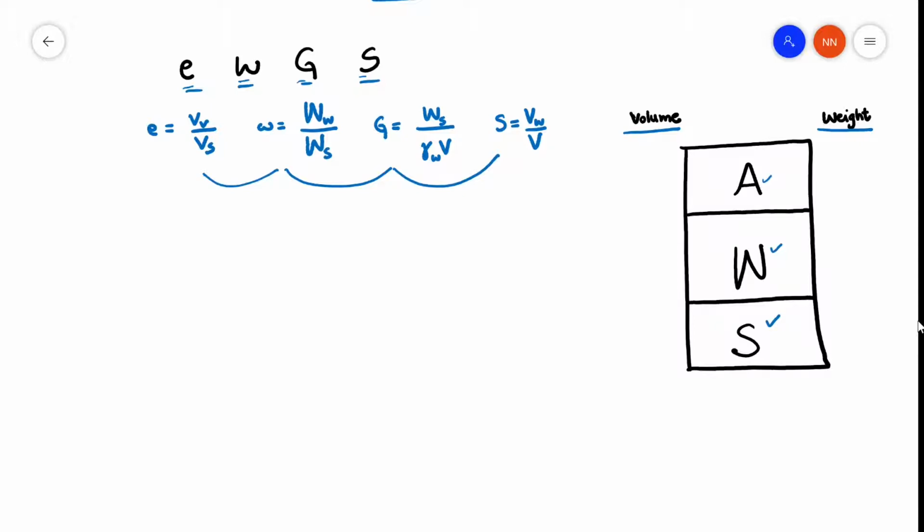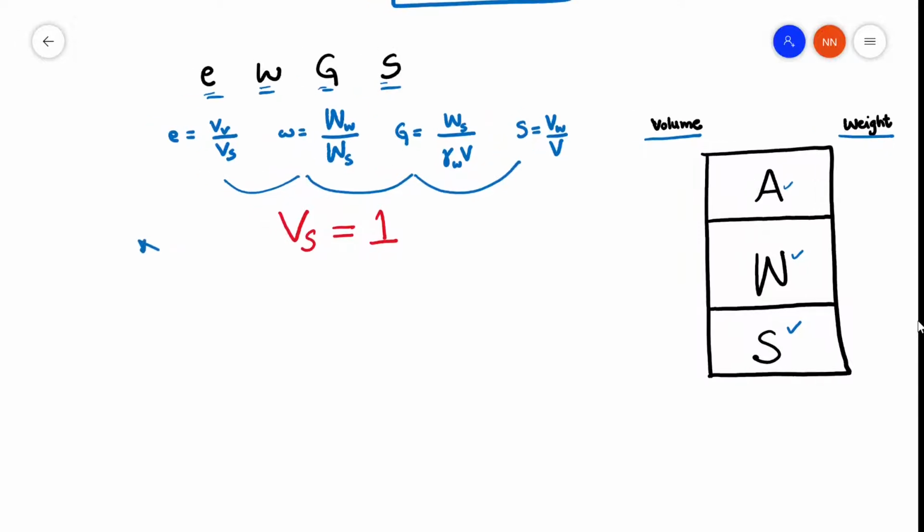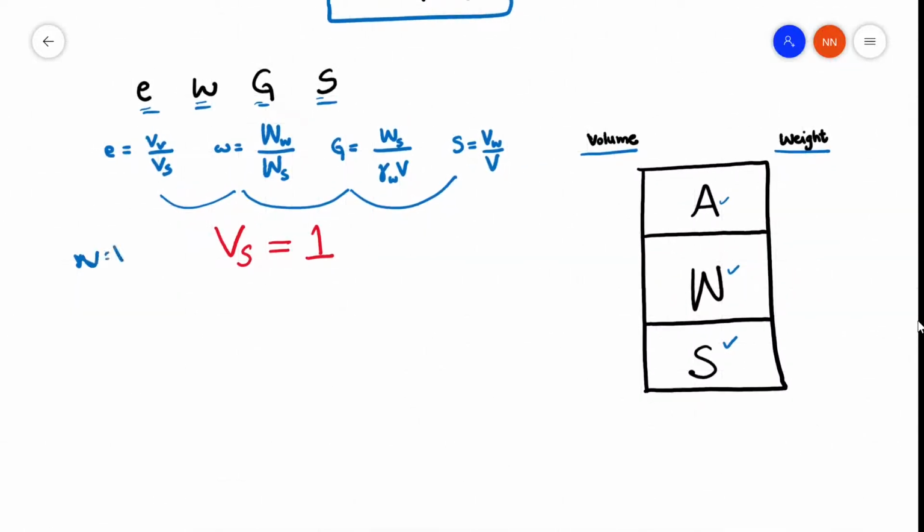For that, the assumption that we are using in this whole derivation is that the volume of solids is assumed to be 1. This really simplifies the derivations when we assume the volume of something equals 1. We could also assume the total volume V equals 1, or the weight of solids equals 1, or the weight of water equals 1. But it's really up to choice, and whatever we choose, we just go ahead with that and find the relationship between other quantities using this derivation.